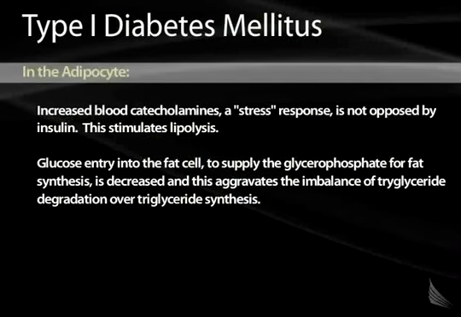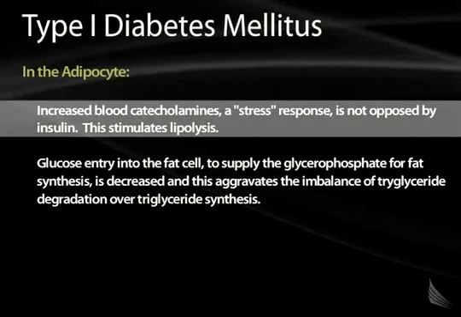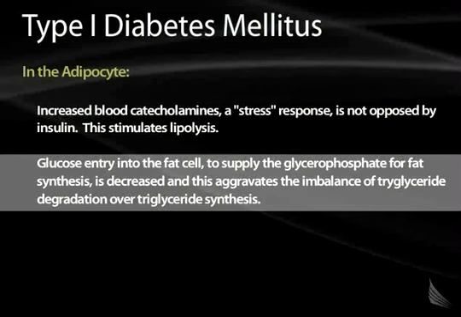For example, in the adipocyte, there's increased blood catecholamines and glucagon, and there's a stress response that's not opposed by insulin. So this stimulates hormone-sensitive lipase. So there's lipolysis, and free fatty acids are produced. In addition to this, there's no glucose entry into the fat cells, and so there's no glycerophosphate for fat synthesis. And this aggravates the imbalance between triglyceride degradation versus triglyceride synthesis. So you have no synthesis of triglycerides, you only have degradation of triglycerides.